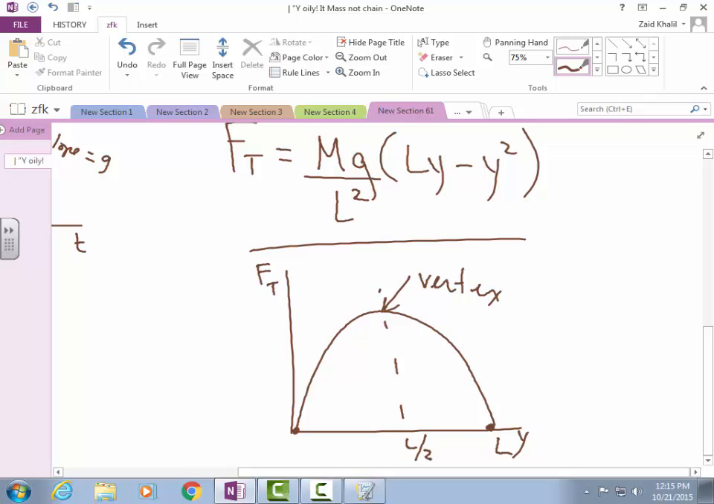I would like to point out something as well. What's the tension in the chain when it's falling? When all of it's falling? 0 is correct. It's in free fall. Pretty awesome problem. Yes?